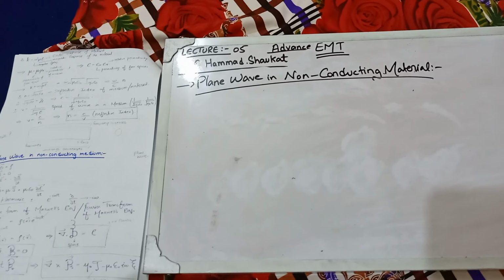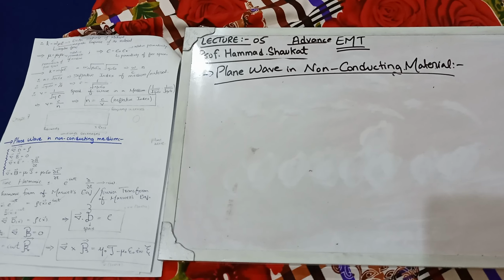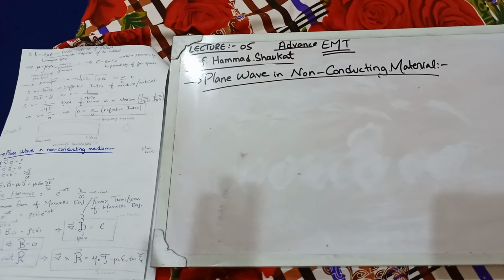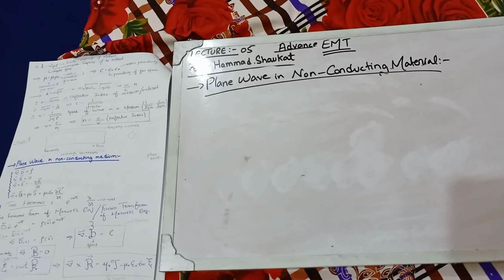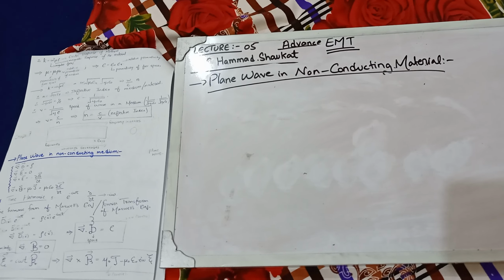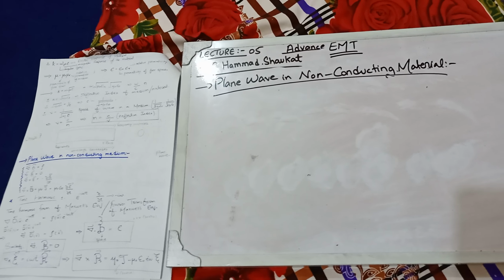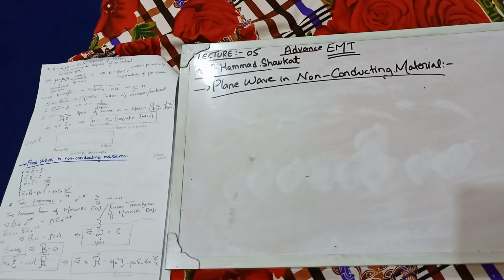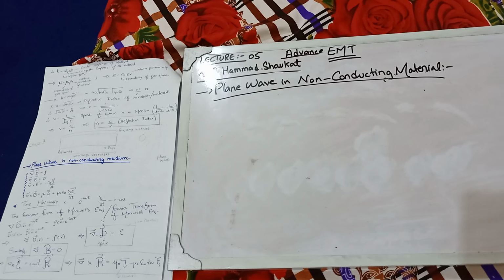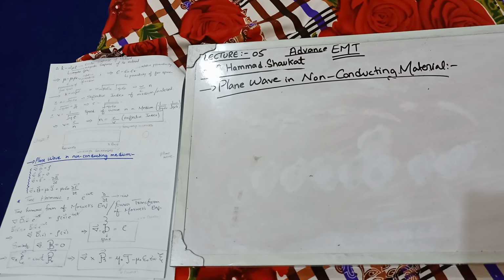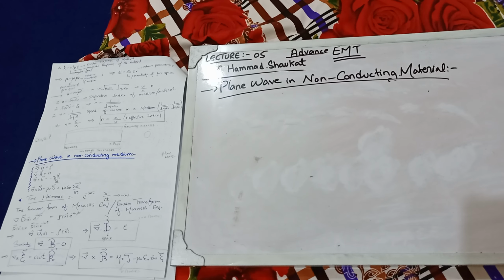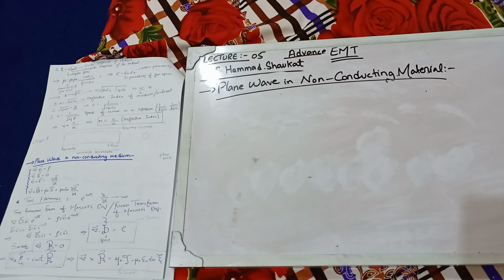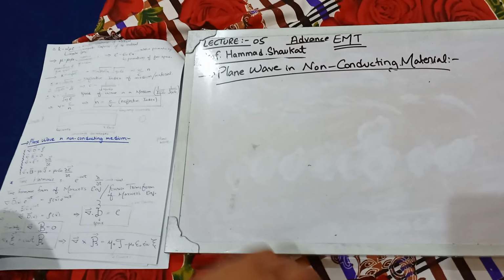I should say that there is no plane wave anymore on this earth, or even in any space, because our earth is finite, not infinite. To generate a plane wave, we need an infinite source. We need a source which is infinite.